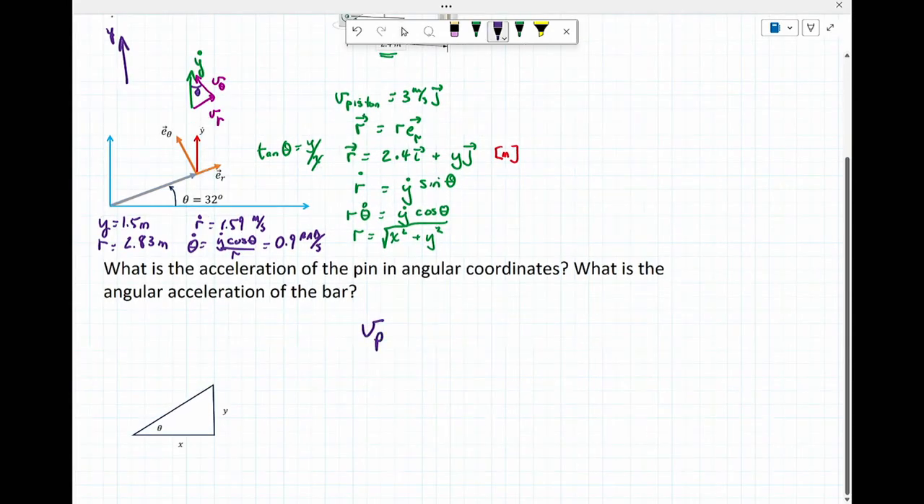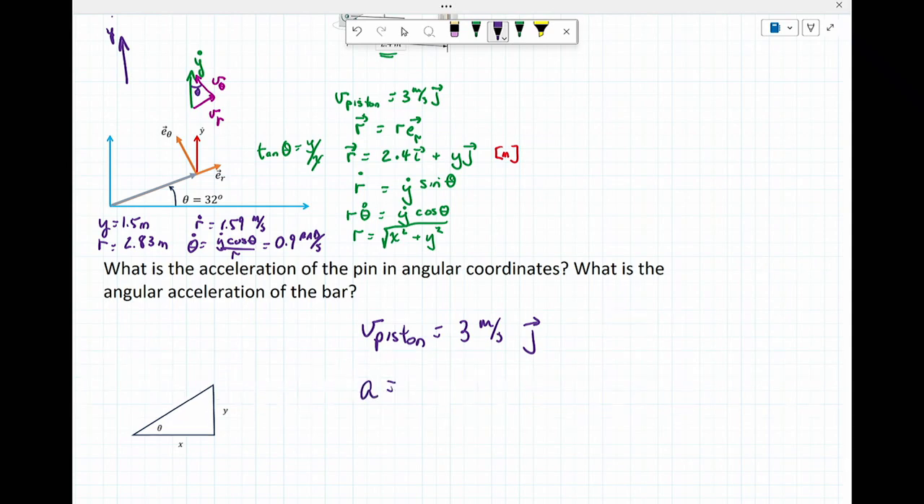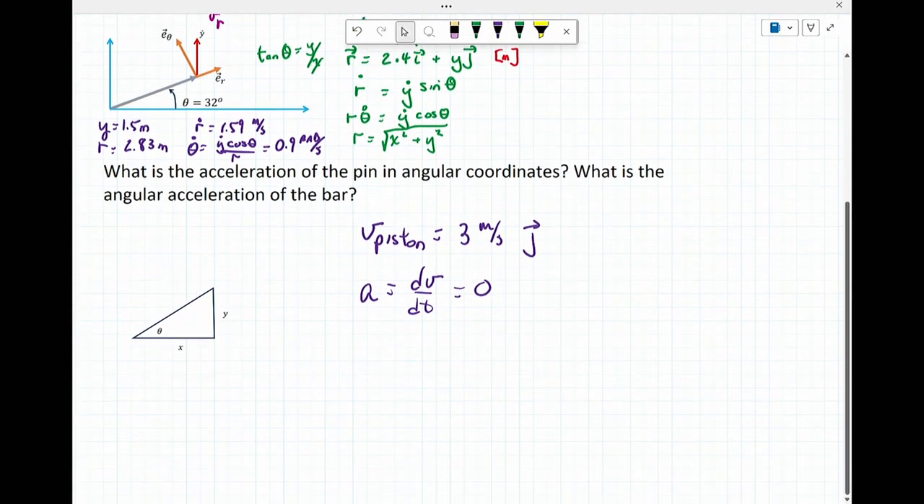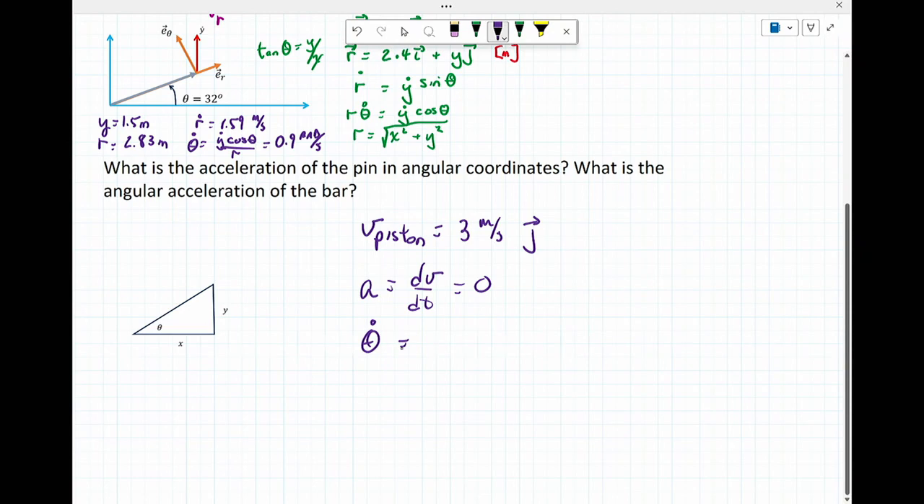So velocity of the piston, 3 meters per second j, so that's fine. Acceleration is equal to dv dt, which is equal to 0. So the acceleration of the bar is equal to 0. How can you have angular accelerations or acceleration of the pin? I can write theta dot is equal to 0.899 rads per second. And I can write y dot is equal to 3 meters per second.